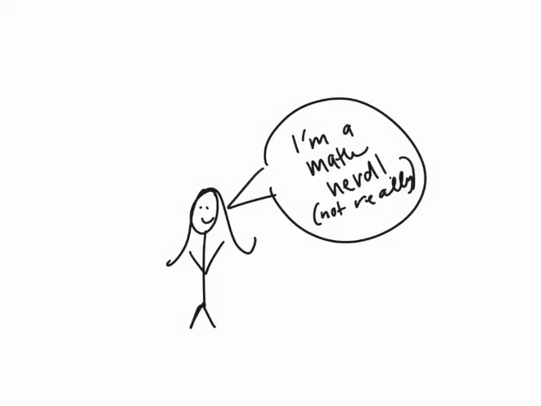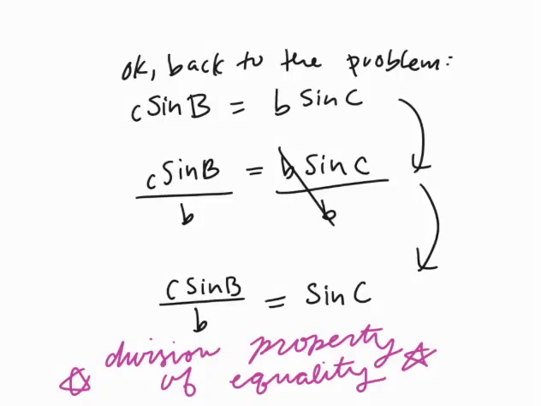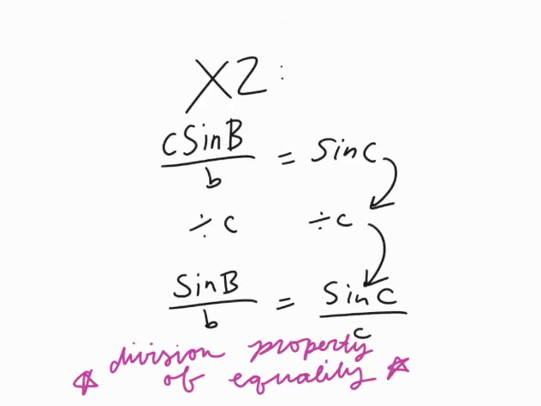I can admit it. Next, we're going to divide both sides by B. So we've got C sine of B over B is equal to sine of C. Then we're going to do that again, divide both sides by C and get sine of B over B equals sine of C over C using the division property of equality.